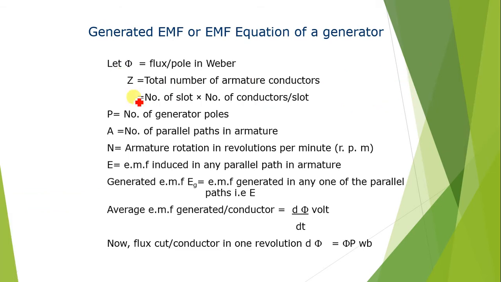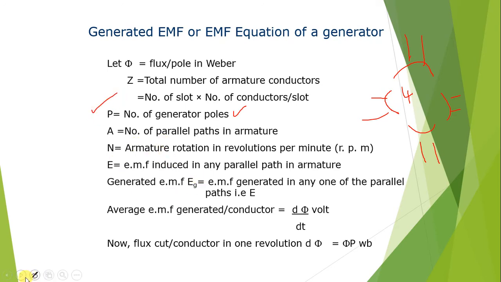The next one is the number of generator poles, P. As I said in the previous example, in this case there are 4 poles, so it is a 4 pole generator.